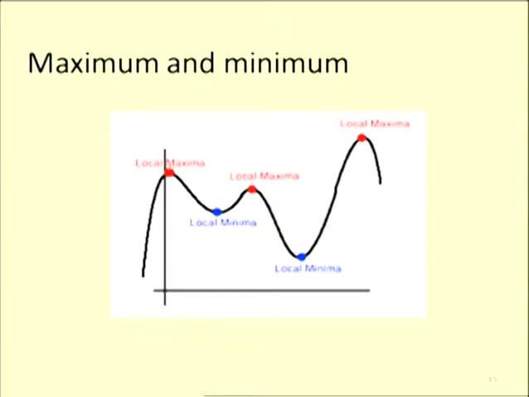So at the red color point the function is maximum, and at the blue color point the function is minimum in the interval. Now the question is how to get these points. Here in the figure there are 5 points at which the function is either maximum or minimum. So first we'll see how to get these points where the function is either maximum or minimum.